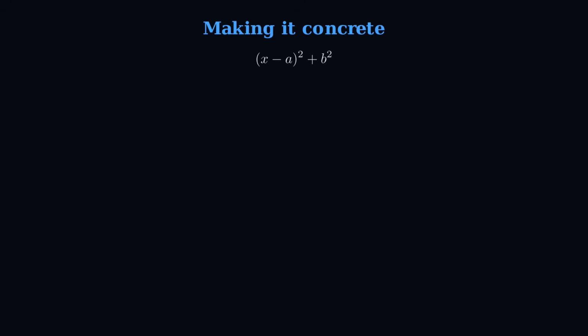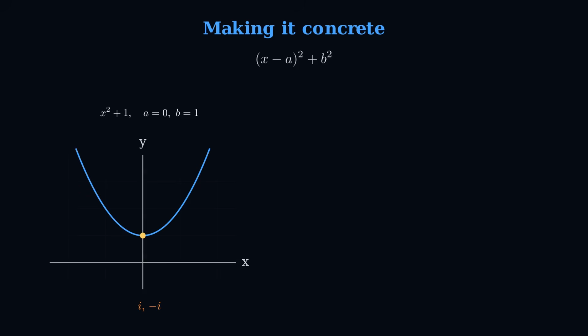Here's a way to make that meaning concrete rather than mystical. Every quadratic with imaginary roots can be rewritten as (x minus a) squared plus b squared, with roots of a plus bi and a minus bi. For x squared plus 1, a equals 0, b equals 1, and the parabola's minimum sits at (0, 1).